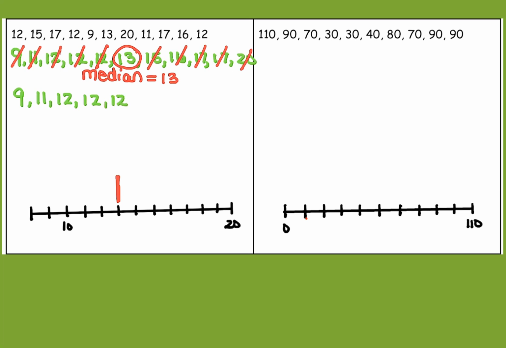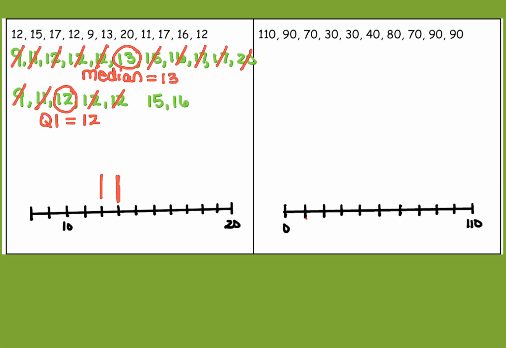To find the median of that, we mark off the lowest number, then the highest number, then the lowest, then the highest, and we find that the median of our lower quartile, or our Q1, is equal to 12. Mark that on our number line, and we're going to continue with the values to the right of our median.